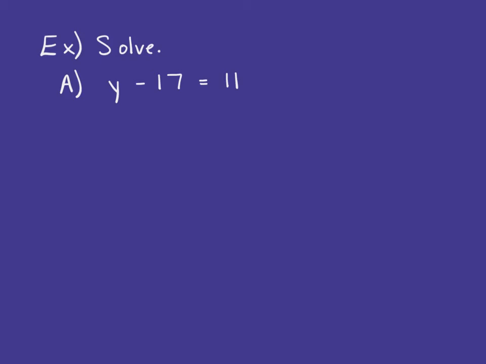We have y minus 17 equal 11. We're trying to get y by itself, so we need to undo this subtracting 17. So the inverse is adding 17. We'll do that to both sides of this equation. So we get y equal 28.